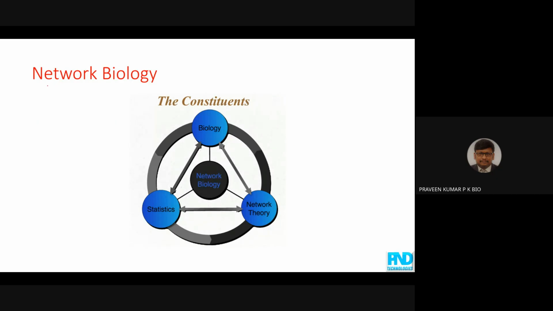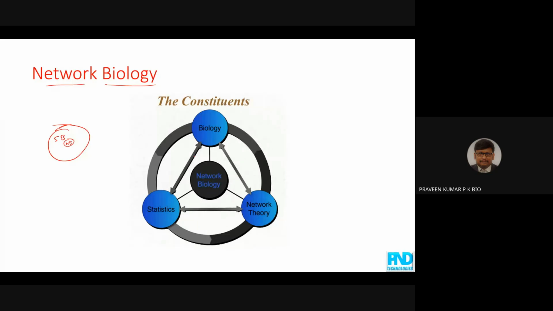Now, let me go to network biology. Till now, we discussed system biology, which is an integration of different types of omic subjects. What is this network biology? Network biology is a part of system biology. In system biology, we have cellular computing, we have network biology, and we have other areas of biology also. Then what is network biology if it is a part of system biology?